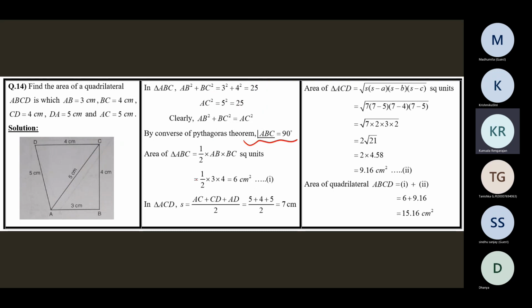After doing this, don't find the area using Heron's formula. Why did we do this? So that we can use the formula half base into height. Half AB into BC, half 3 into 4, 6. If you want to use Heron's formula, you need not do all this. Directly Heron's formula. Then 5, 5 and 4, they don't form a Pythagorean triplet.